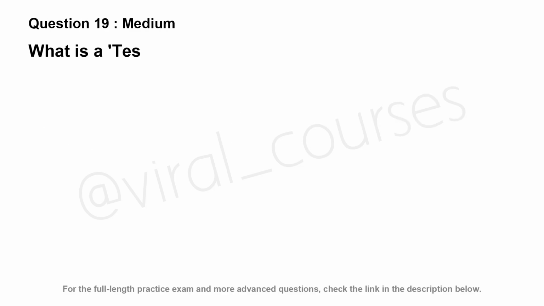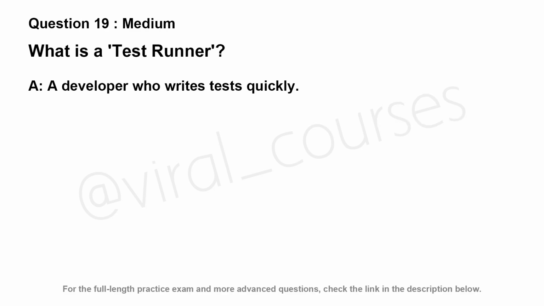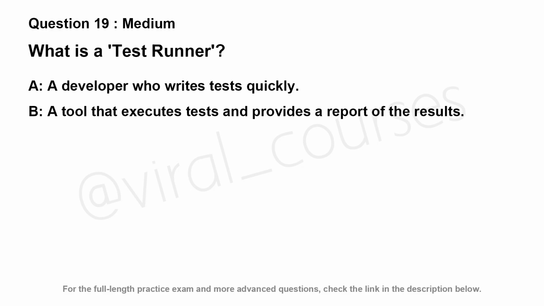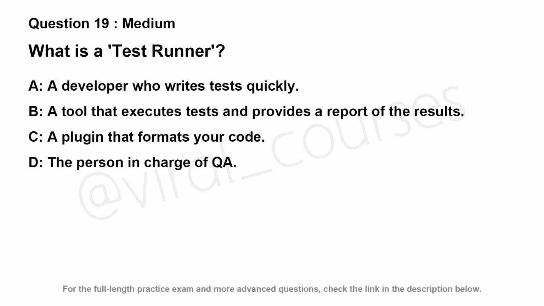What is a test runner? Option A, a developer who writes tests quickly. Option B, a tool that executes tests and provides a report of the results. Option C, a plugin that formats your code. Option D, the person in charge of QA.